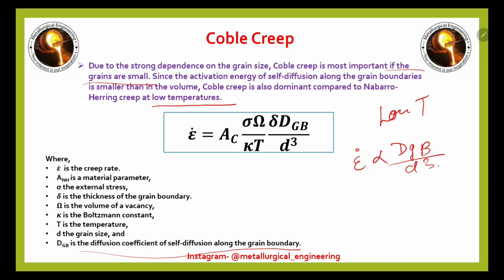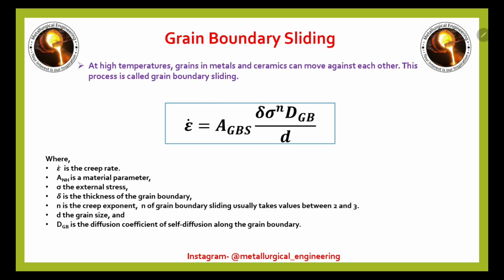Now another mechanism which plays an important role in high temperature deformation is grain boundary sliding. At high temperature, grains in materials and ceramics move against each other, which means the grains have a higher strength as compared to the grain boundary. So grains start flowing across the grain boundary. This mechanism is called grain boundary sliding, and the creep rate for this is directly proportional to the diffusion along the grain boundary and inversely proportional to the grain size.